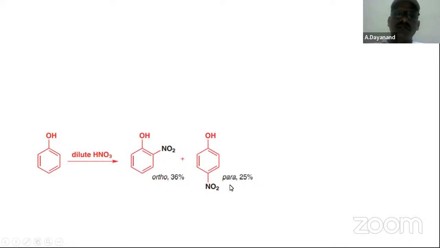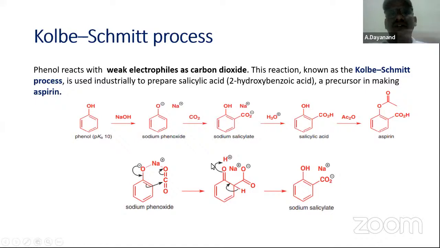Single nitro compounds are formed para as well as ortho. Both mixtures are formed here in this reaction. The Kolbe-Schmitt reaction is again an important reaction. We know that here phenol is converted into salicylic acid. Here CO2 is the electrophile.